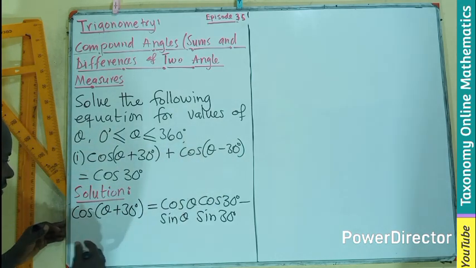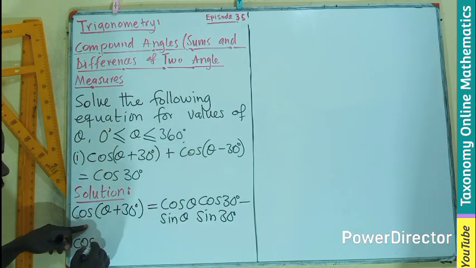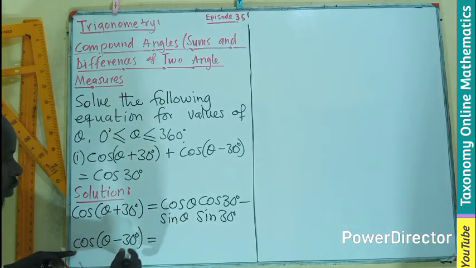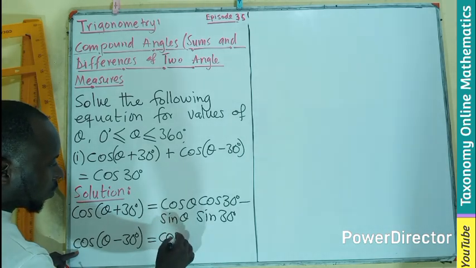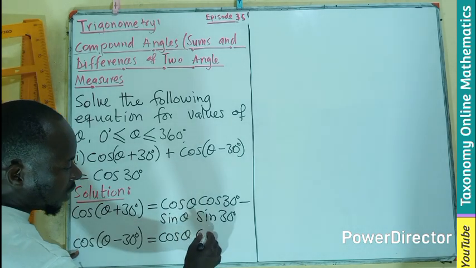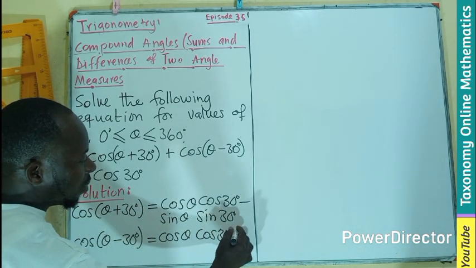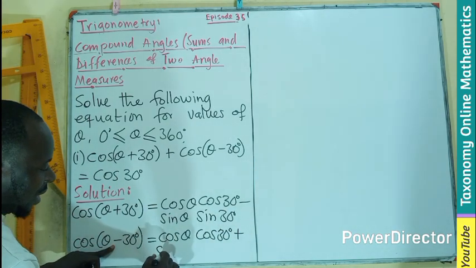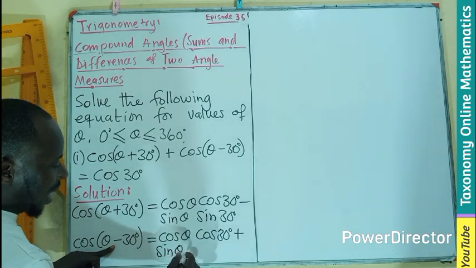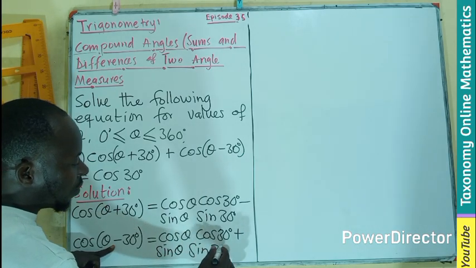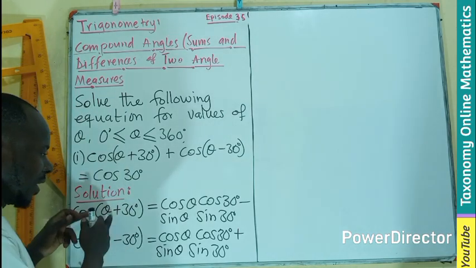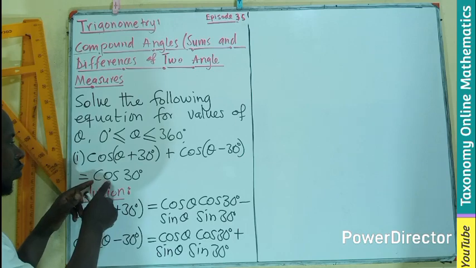Then for the difference, which is the cos of (theta - 30), should be equal to the same thing, which is the cos of the first angle, the cos of the second angle, this time plus. This is minus, so we plus. Then the sine of theta, the sine of what? 30 degrees. So we are expanding this and this. Remember, because of space, you have to write this and this in line, equals cos 30.